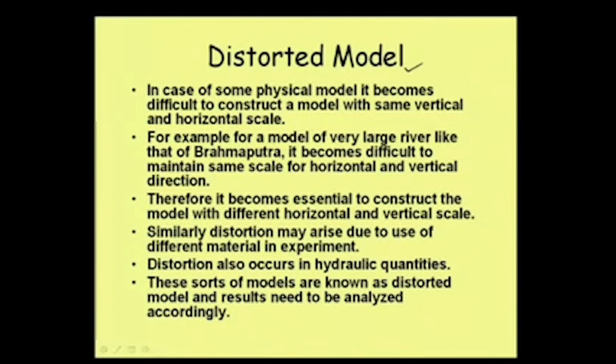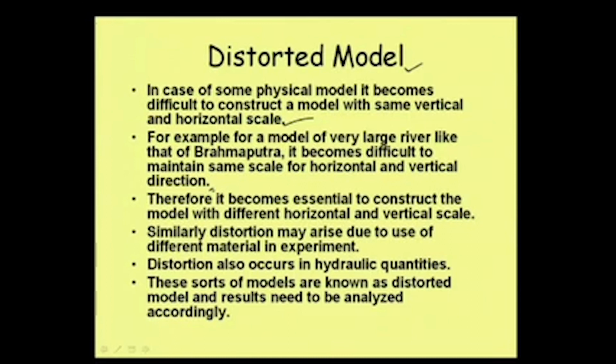So, in case of a physical model, it becomes difficult to construct a model with the same vertical and horizontal scale in some of the cases, not in all. For example, for a very large river like the Brahmaputra, it becomes difficult to maintain the same scale for horizontal and vertical. Therefore, it becomes essential to construct the model with different horizontal and vertical scales. So how do we do this? We construct a different horizontal scale and a different vertical scale, and that makes the model distorted. Distorted means we are not maintaining the same scale in the horizontal and vertical direction.